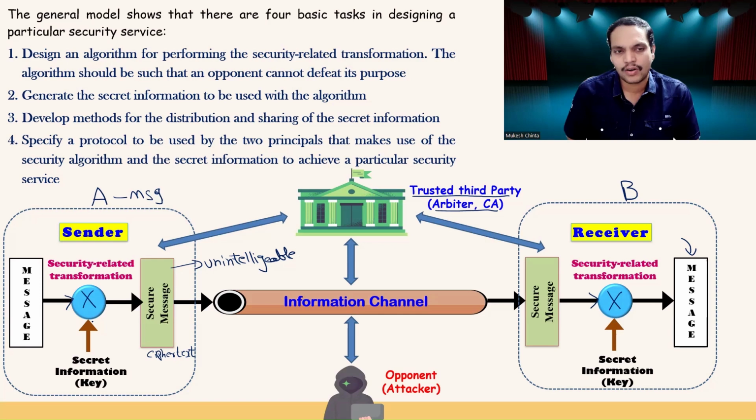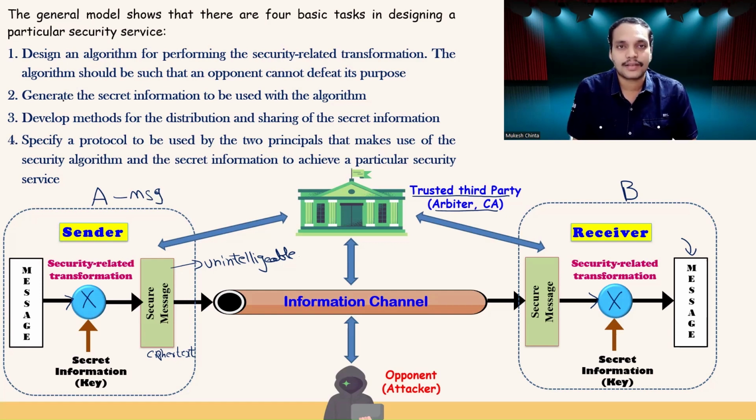So what is the purpose of this algorithm? To convert your original message into something which cannot be understood by your opponent. But if an opponent can get a good look at this, and is able to guess what the key is or what the message is, then what is the purpose of this algorithm? It is practically useless, isn't it? So that should not happen. You design an algorithm for performing the security related transformation, and it should be strong enough to serve its purpose. It should be able to beat the opponent's attacks on the algorithm.